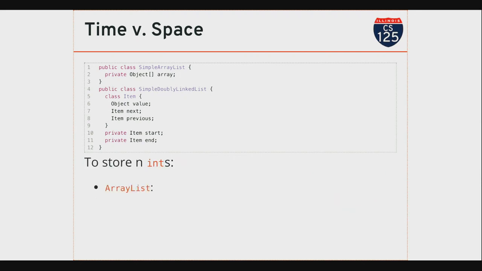Okay, so again, an array list only needs n: to store n ints or n references, I only need to store n references. My linked list, it's 3n for the doubly linked list. 1 for the next reference, 1 for the previous reference, 1 for the value reference.